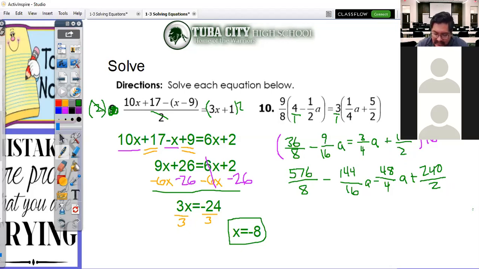So 576 divided by 8 is just 72 minus, and this should be 9a equals 48 divided by 4. I'm pretty sure that's going to be 12a plus, and this is 240 divided by 2, so it's going to be 120. So even though we got some big numbers and had to do a little bit of work, it sure beats working with fractions, because if we had to do this with fractions, it would still be pretty much the same thing. If we were trying to add and subtract fractions, we'd have to change all of the bottom numbers to something like 16, which may not be that tough, but you would still get pretty much the same thing.